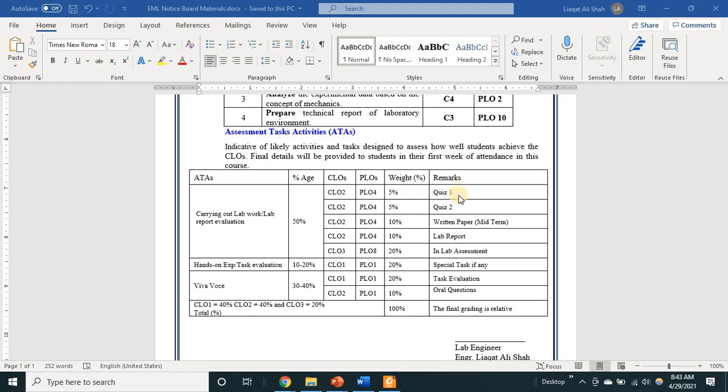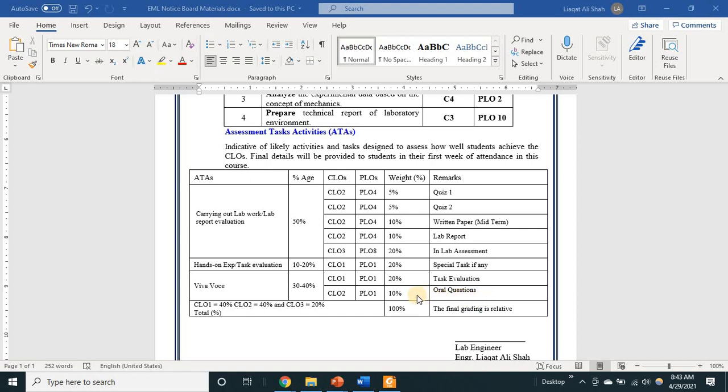We will be giving quiz 1 and quiz 2. There will be 2 quizzes and a written midterm paper. Then the lab report consists of 10%, 10 marks. In lab assessment, you will be evaluated in the lab when you perform your experiment, and marks will be given according to the rubrics. And if any, you will be given a special task, a random task, and you will be asked to perform that experiment, and that consists of 20% marks. Task evaluation.